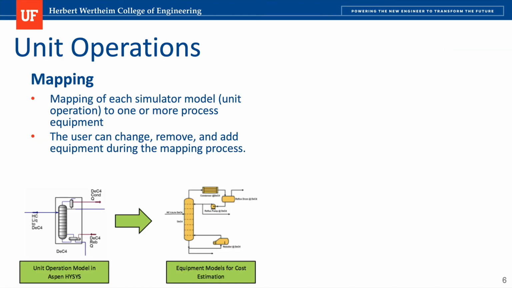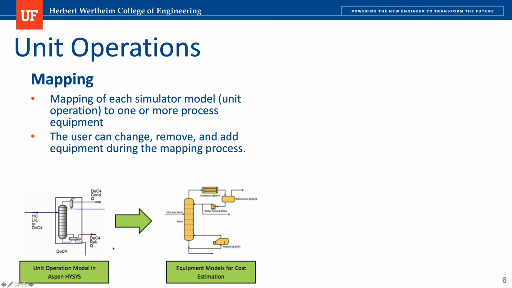So once you design your chemical plant, you're going to be mapping this. So mapping of each simulator model to one or more process equipment. We can then map between the two software, the design software HYSYS and the economic software that is going to get that information. Notice here on the left how the icons look different. The user can change, remove, and add equipment during the mapping process.